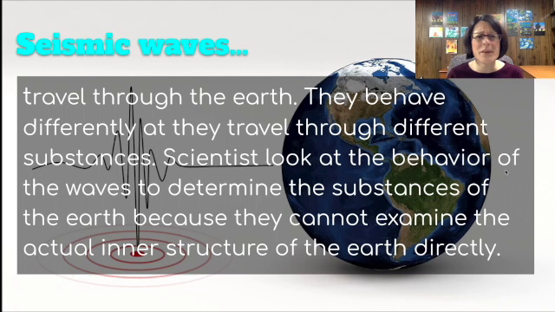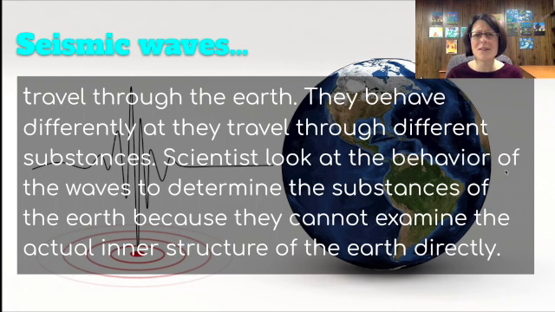And seismic waves travel through the Earth. They're produced by earthquakes. They behave differently as they travel through different substances. And scientists look at the behavior of the waves to determine the substances of the Earth because they cannot examine the actual inner structure of the Earth directly. So they have to analyze the behavior of these waves.